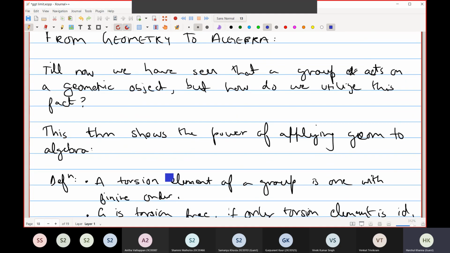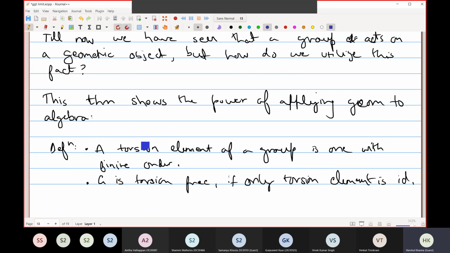So some definitions first. Given a group, a torsion element of the group is an element with finite order. So a torsion element is an element g such that g to the power m, so the operation applied to g m times, is equal to the identity element. This means that g has finite order. This is the order of your element g. So a torsion element is one with finite order. Note the identity element always has finite order because id to the power 1 is equal to identity.